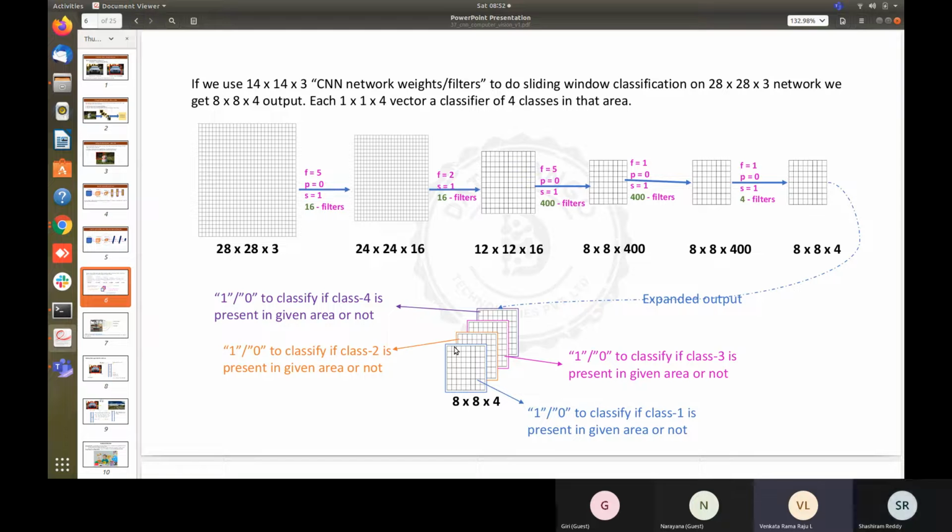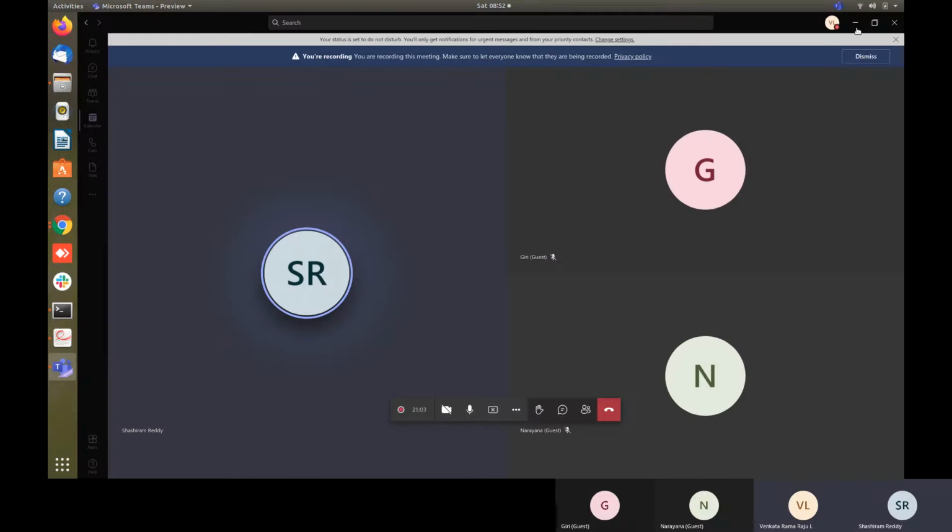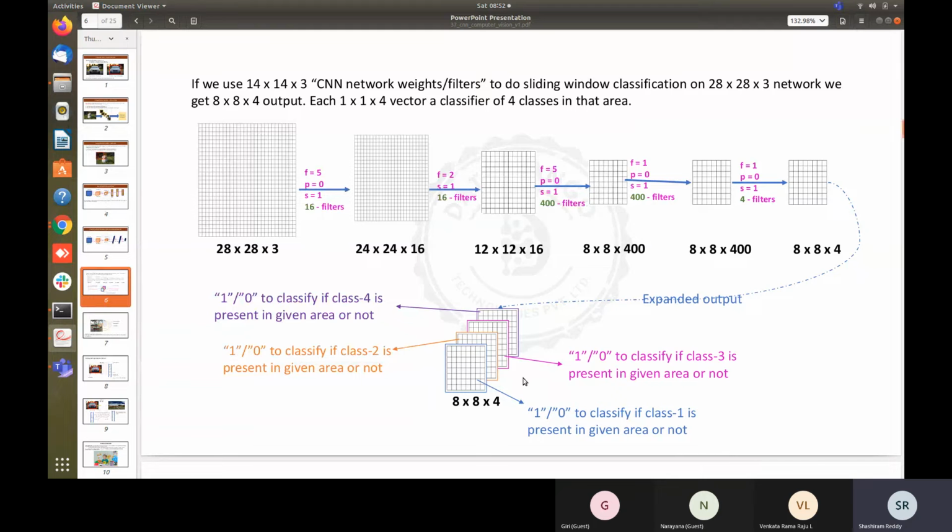Yeah, sir. So what about this 8 by 8 by 4, how will the predictions happen? Are we sending this to anything else? Again, threshold only, right? The softmax regression classifier will give you probabilities. Use a threshold and make the prediction.